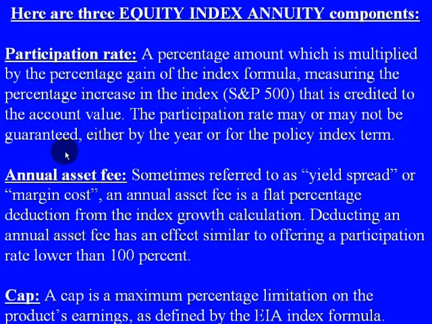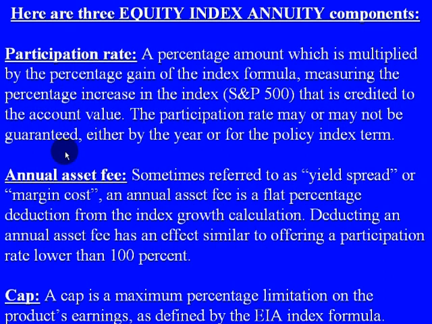Let's take a look at three components of an equity index annuity. The first one would be the participation rate, and that is a percentage amount which is multiplied by the percentage gain of the index formula, measuring the percentage increase in the index that is credited to the account value. The participation rate may or may not be guaranteed, either by the year or for the policy index term. Next is an annual asset fee, sometimes referred to as a yield spread or margin cost.